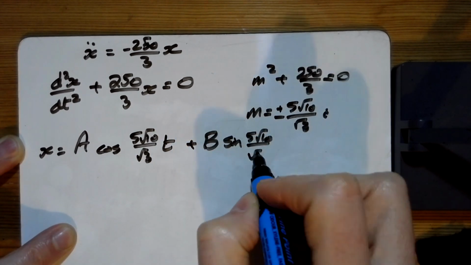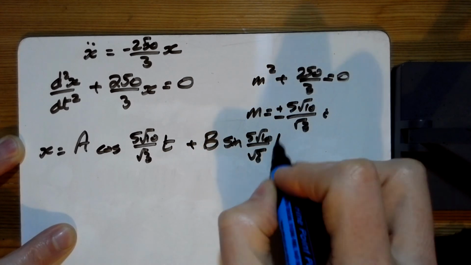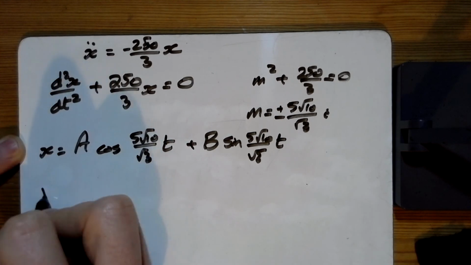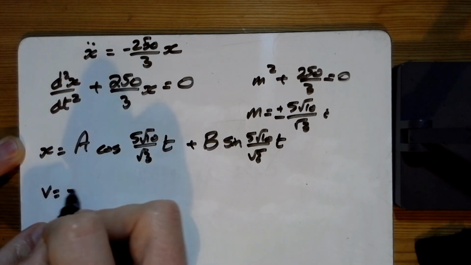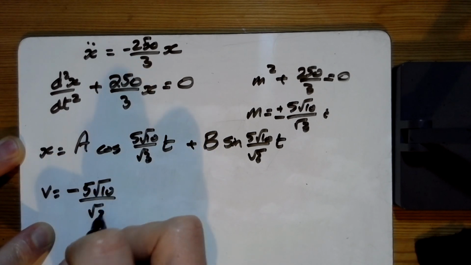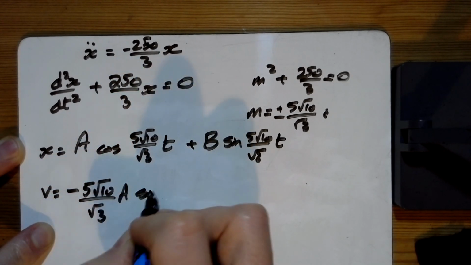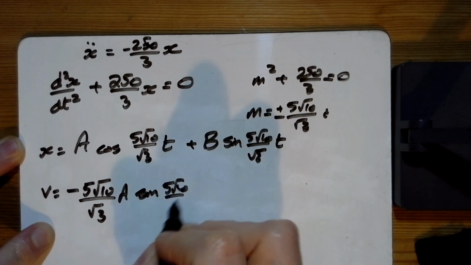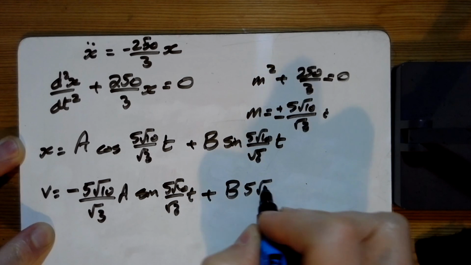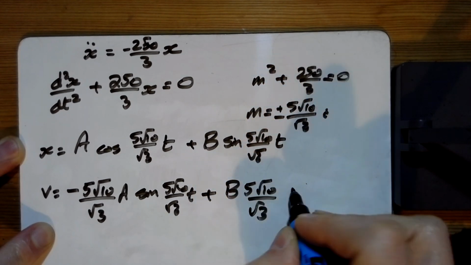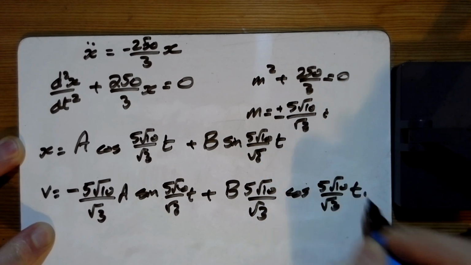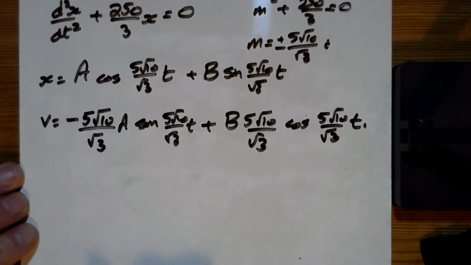All that's happened is this number here has got more complicated, hasn't it? Are we going to have to differentiate that? Yeah, of course we are, to find out the other bit. So differentiating it will give us minus 5 root 10 over root 3 a sine all of it plus b 5 root 10 over root 3 cos 5 root 10 over root 3 t. Lots of writing. Sorry it was so dull.